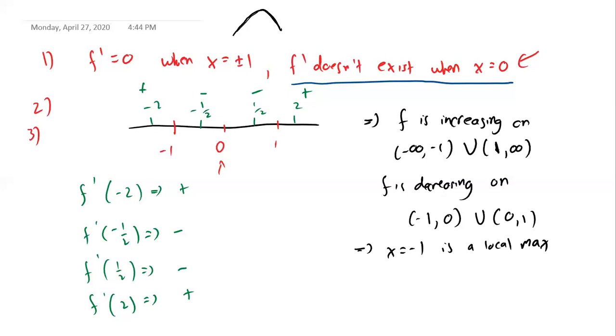Now to the left of 0 and to the right, we're negative, so there's no change there. Then at x equals 1, to the left we're negative and to the right we're positive. So what was going on? We were decreasing and then increasing. Oh, so you see, that's a local minimum.